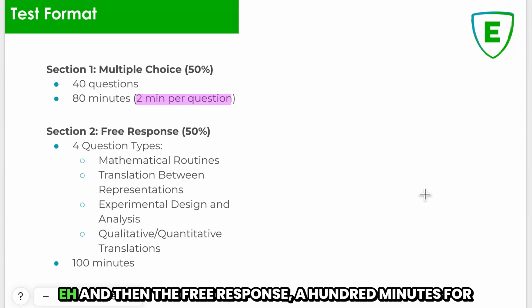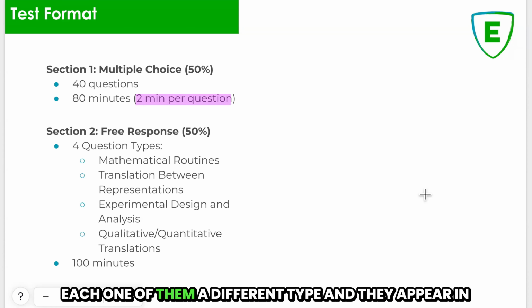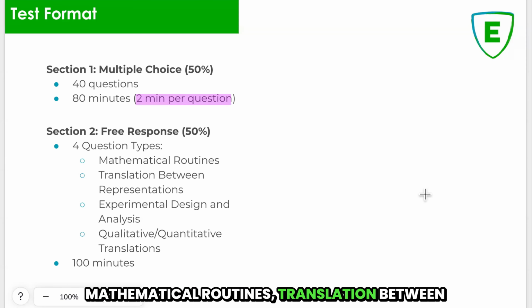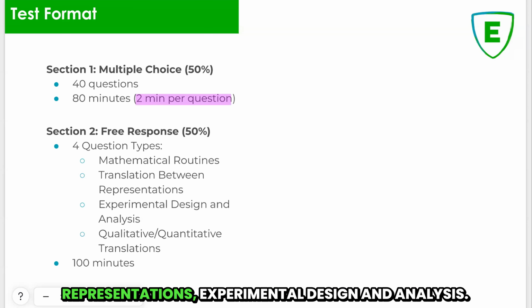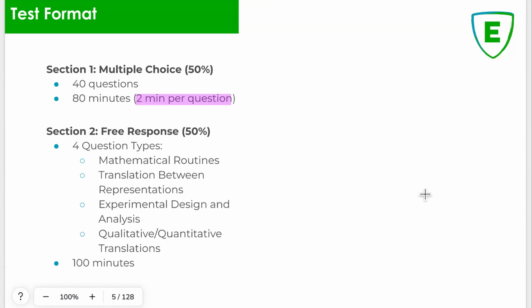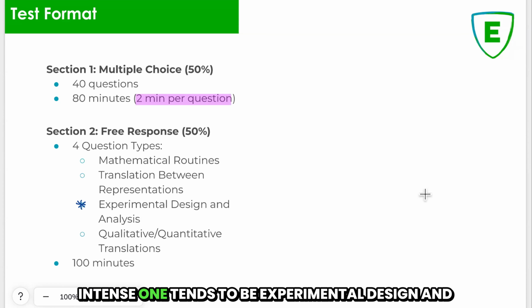Okay. Oh, yeah. And then the free response, 100 minutes for four specific questions, each one of them a different type, and they appear in this order: mathematical routines, translation between representations, experimental design and analysis, and then qualitative quantitative translations. Okay. So, for these free response questions, the more intense one tends to be experimental design and analysis.